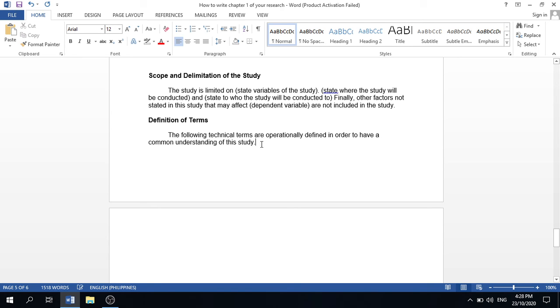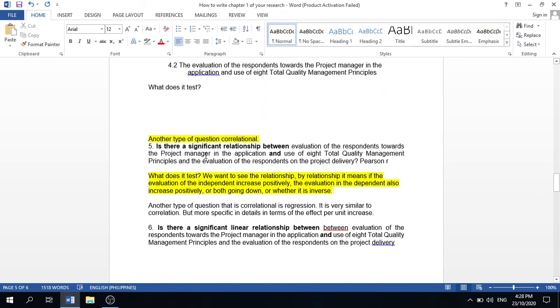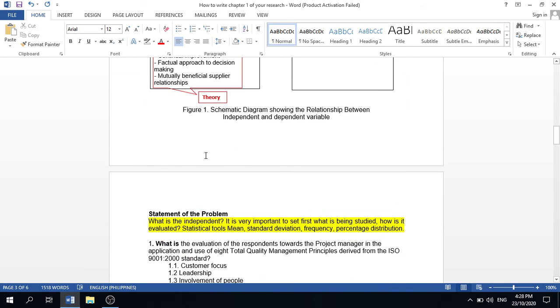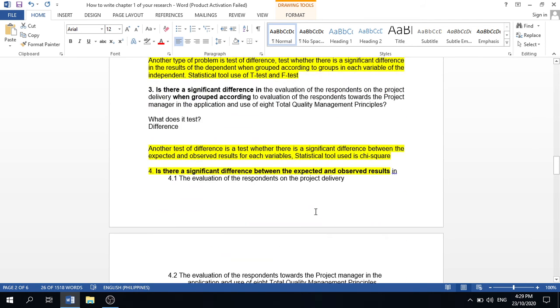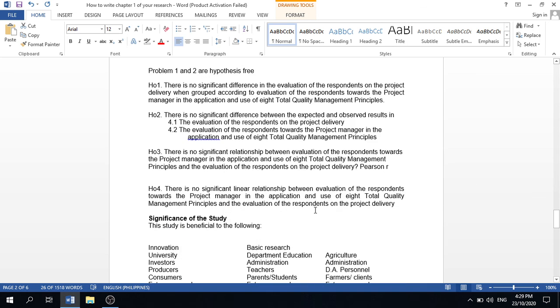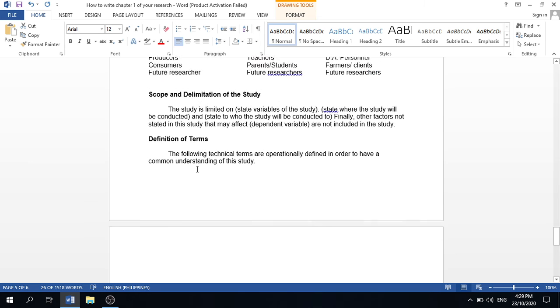So the question is, what are you going to define? I've seen some papers that tend to define everything, a lot of words, in the definition of terms. However, what you really need to define are just the variables. Each variable, independent and dependent, you have to define. Since the theory is already there, you will need to define that as well. I guess that's all.